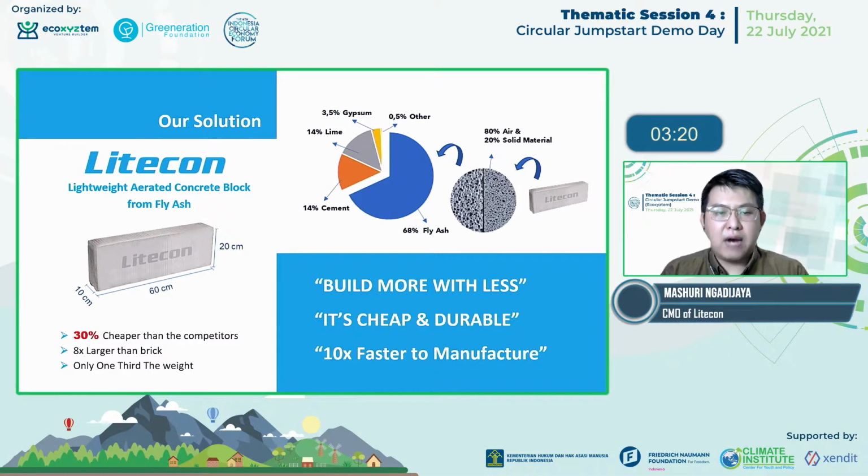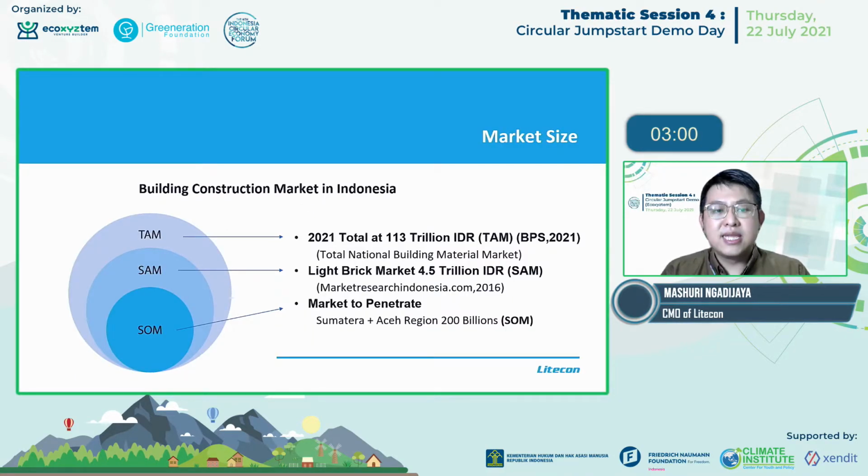With our innovation, our AAC block uses 68% of fly ash, whereas usual AAC blocks or light bricks use sand as the main ingredient. With this innovation, we are able to provide end products that are 30% cheaper than the competing products. Next. The prospect of our product is huge, with a total addressable market of 113 trillion. And we aim to focus on penetrating the market in North Sumatra and Aceh, with 200 billion rupiah of potential.